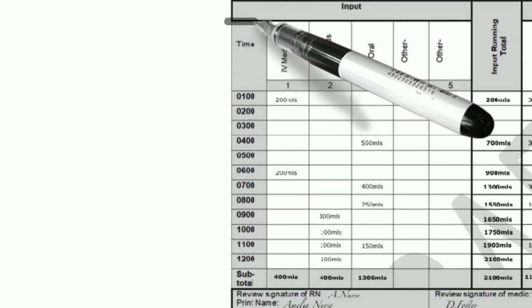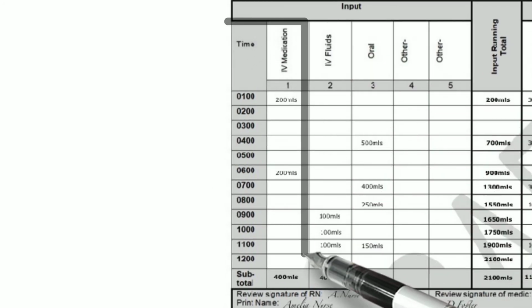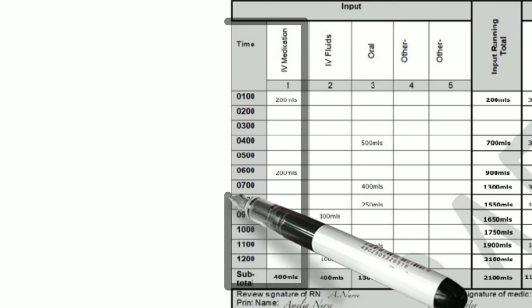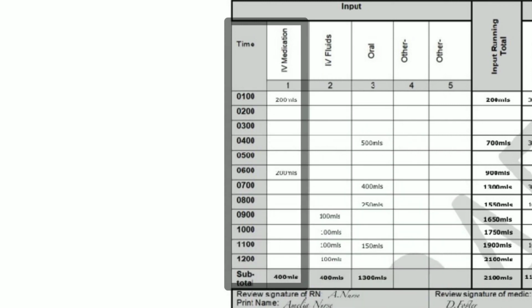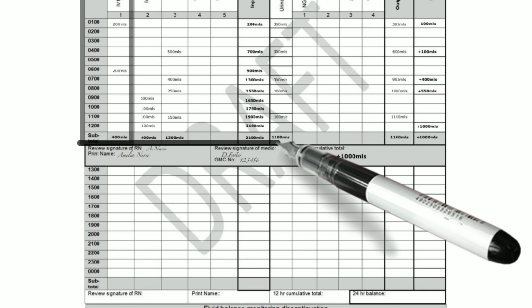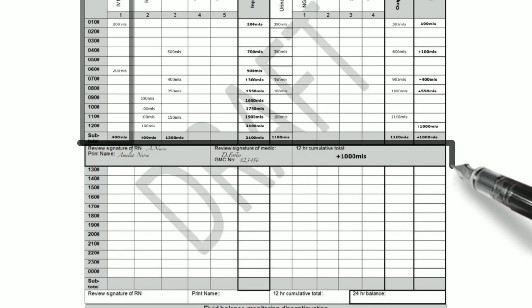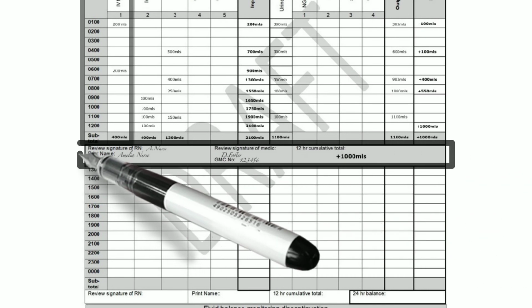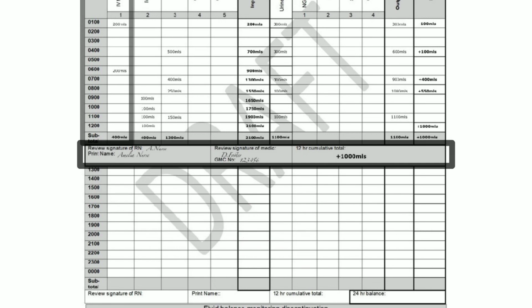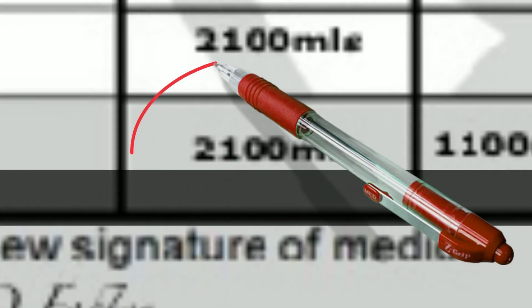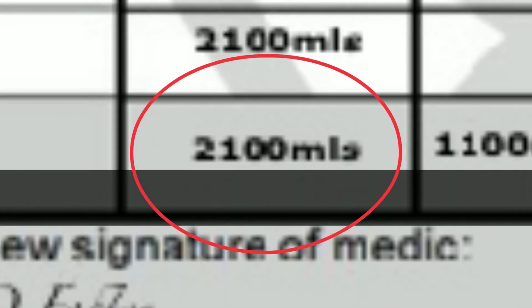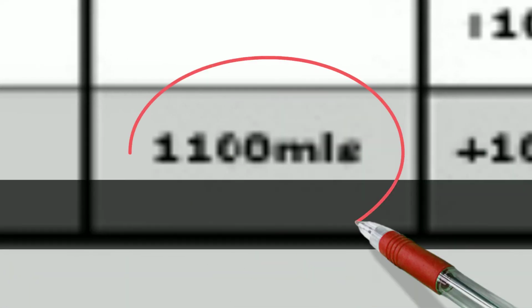To calculate 12 hourly subtotals, move down the columns vertically and add the totals, documenting in the subtotal boxes at the bottom. At the 12 hourly midday point, the fluid balance chart should be reviewed by the registered nurse and the medical team caring for the patient. A signature is required from both practitioners. A 12 hourly cumulative balance should also be calculated and recorded. The 12 hourly cumulative balance is the subtotal input running total minus the subtotal output running total.